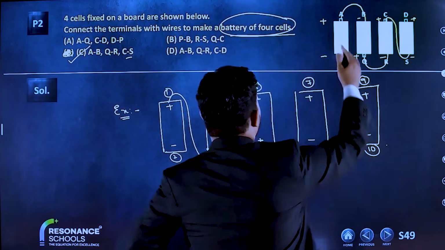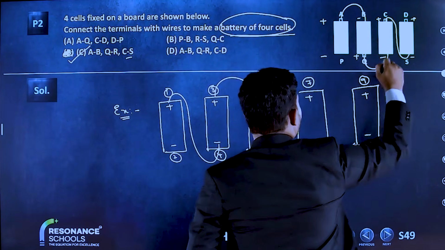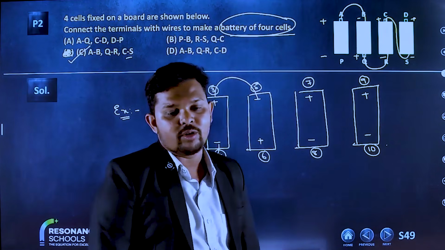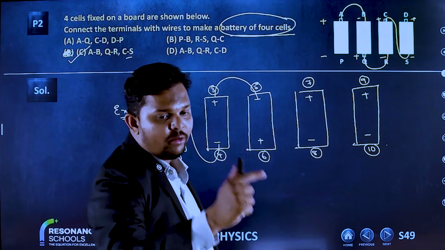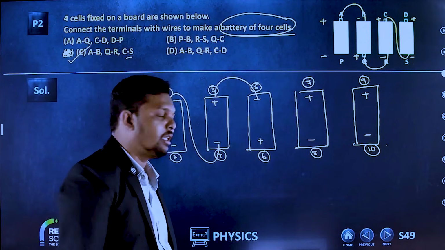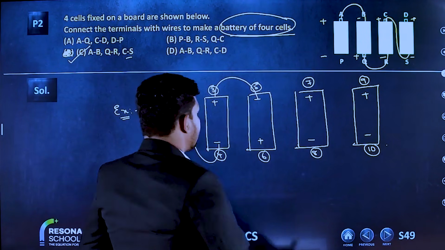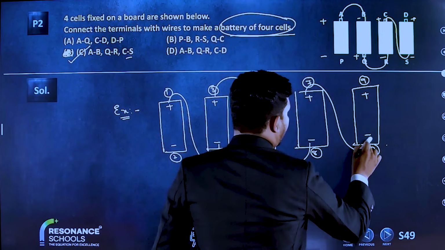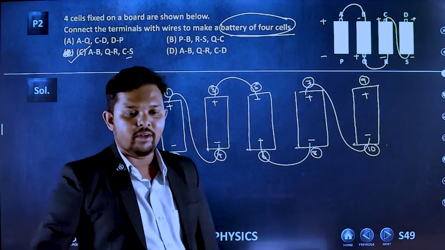What is that? Positive to negative, then again positive to negative, then again positive to negative. This is the procedure we have to take here. Now you are getting the correct answers. Everyone is saying that's absolutely correct. Now 6 is connected to 8 and 7 is connected to 10. I hope everyone got this part.